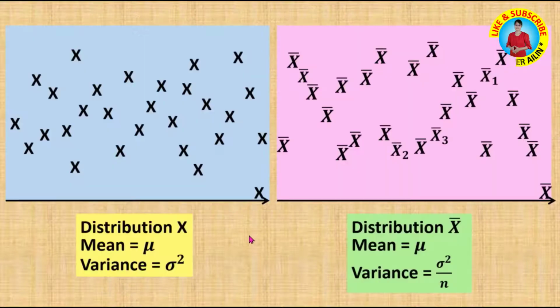So as a conclusion, when a sample of size n is taken from a distribution X, the mean of the sample mean is the same as the mean of the population distribution, but the variance of the sample mean is equal to the variance of the population divided by the sample size.